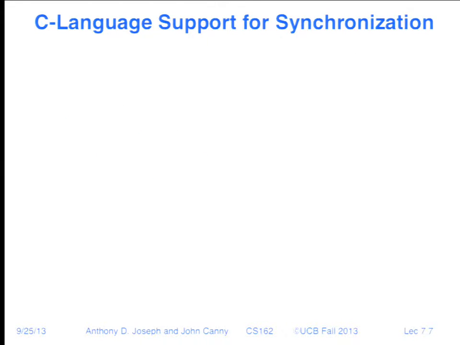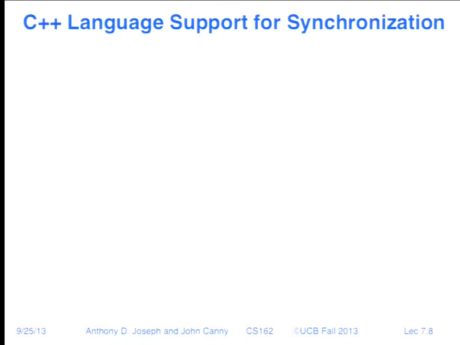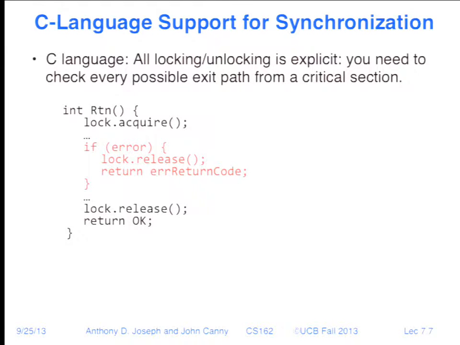All right, so next topic is language support for synchronization. Locks have been in the C language since the beginning. And a lock in C is a very simple object. You can acquire it and release it. And that means that you're responsible for taking care of all of the exceptional conditions that might occur.